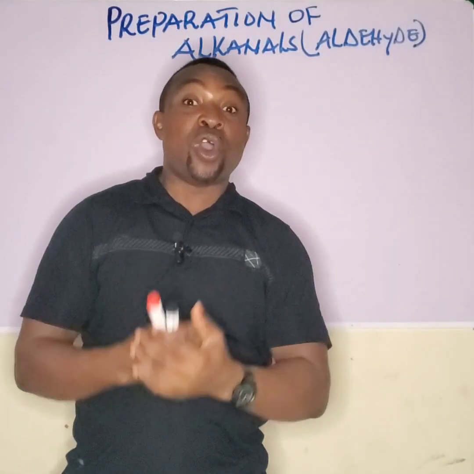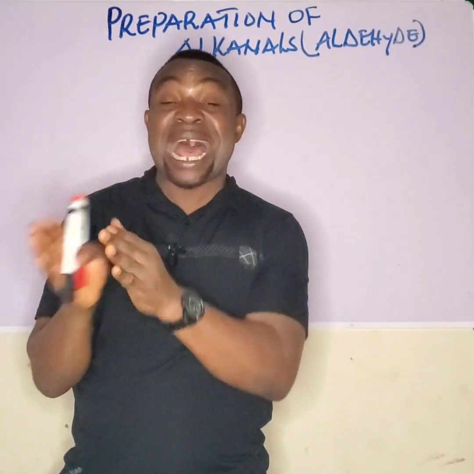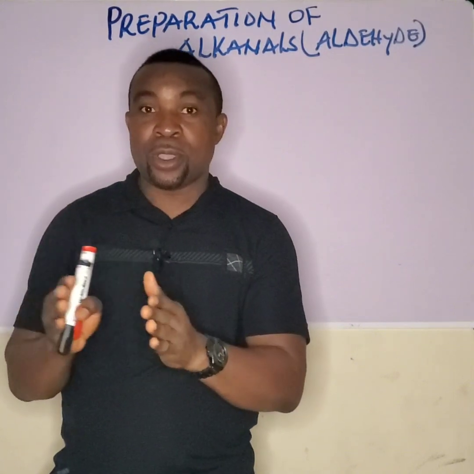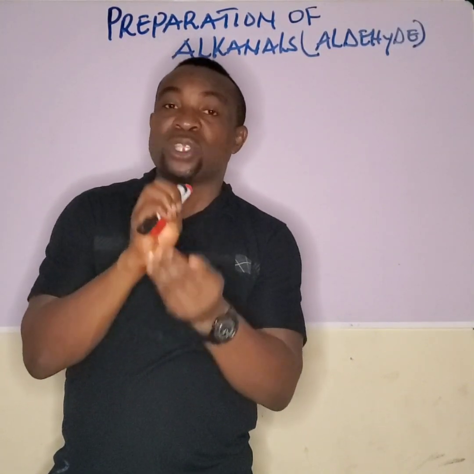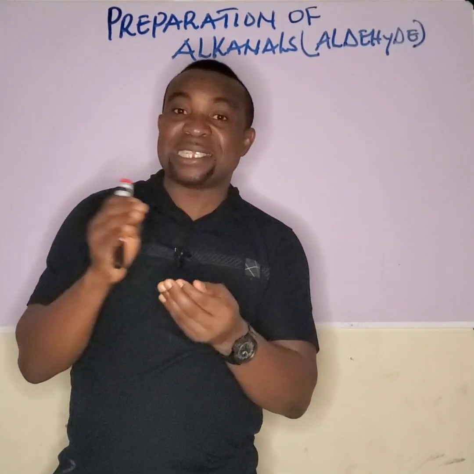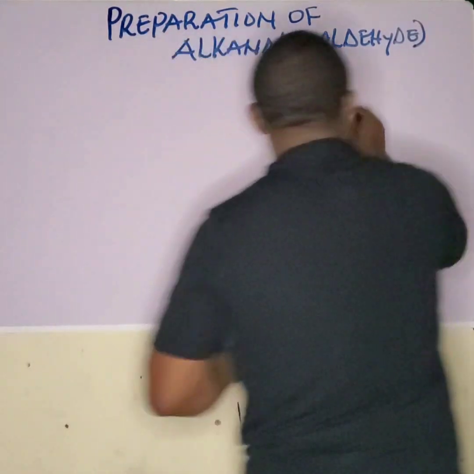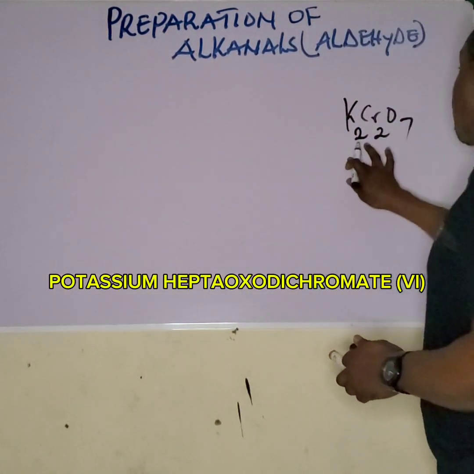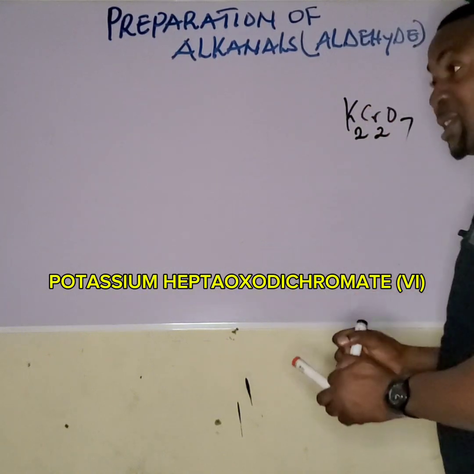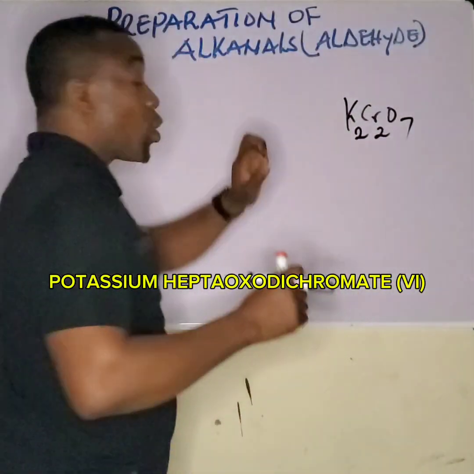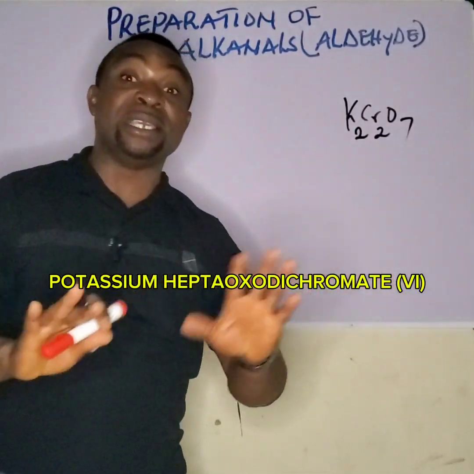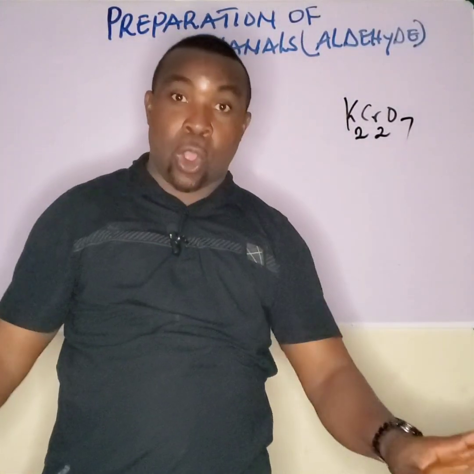Remember that you do not add the oxidizing agent in excess quantity. All you need to do is to add a little quantity of oxidizing agent, that is K2Cr2O7, potassium heptaoxodichromate 6, which in this case is the strong oxidizing agent. So our starting material here is alkanols or ethanol.